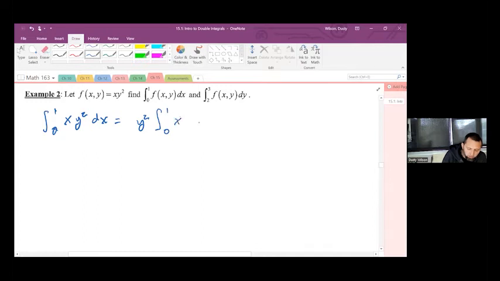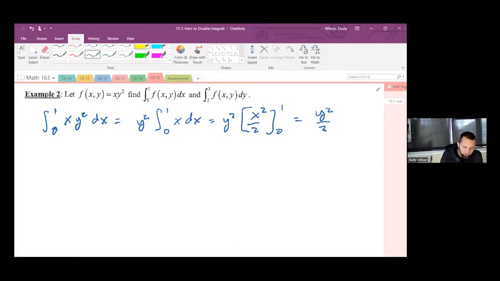and just having y squared times the integral from 0 to 1 of x dx, which would be y squared times x squared over 2 from 0 to 1. Evaluate at 1, you're going to get a half. Evaluate at 0, you're going to get 0. And so this will be y squared over 2. Notice that in this partial integral with respect to x, at the end there are no x's. So it's like we got rid of the x's.